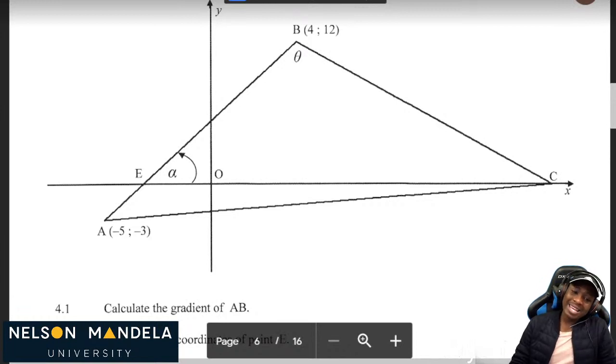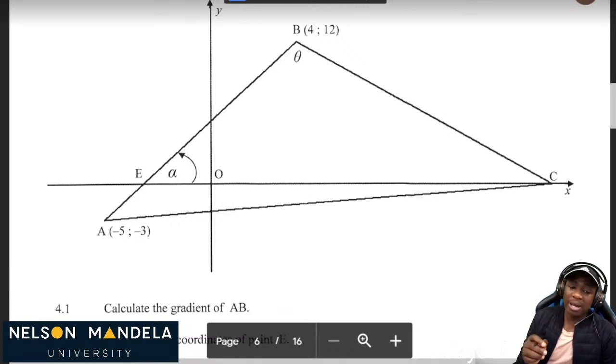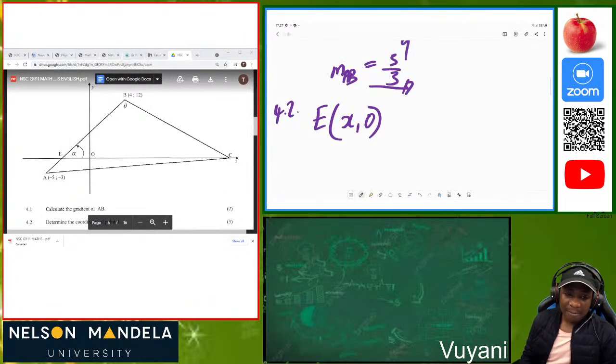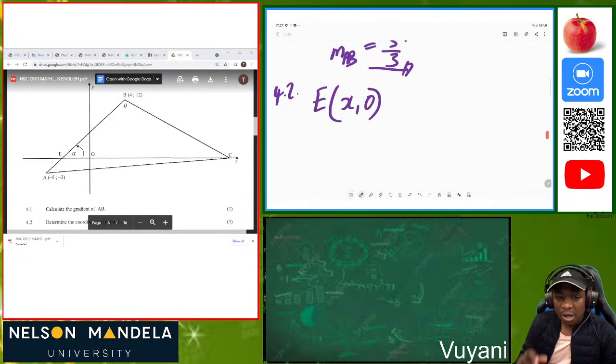So we can see that point E is on the line AB. There is a term which is called collinear. They are collinear on this straight line. We can see that E is on the x-axis, so automatically our y is 0. But now let's determine the equation of line AB before we attempt to answer for the coordinates of E. Since it is on the x-axis, we already know that the y value is 0. So let's first determine the equation of that line.